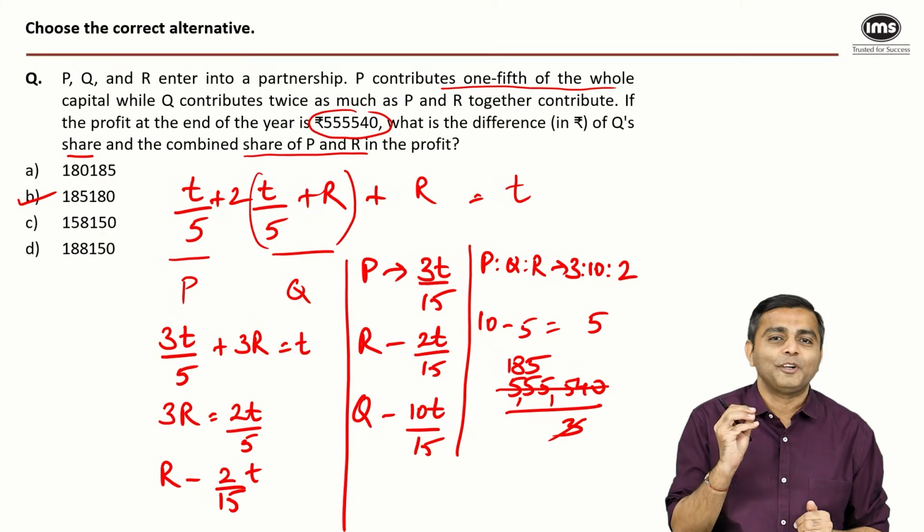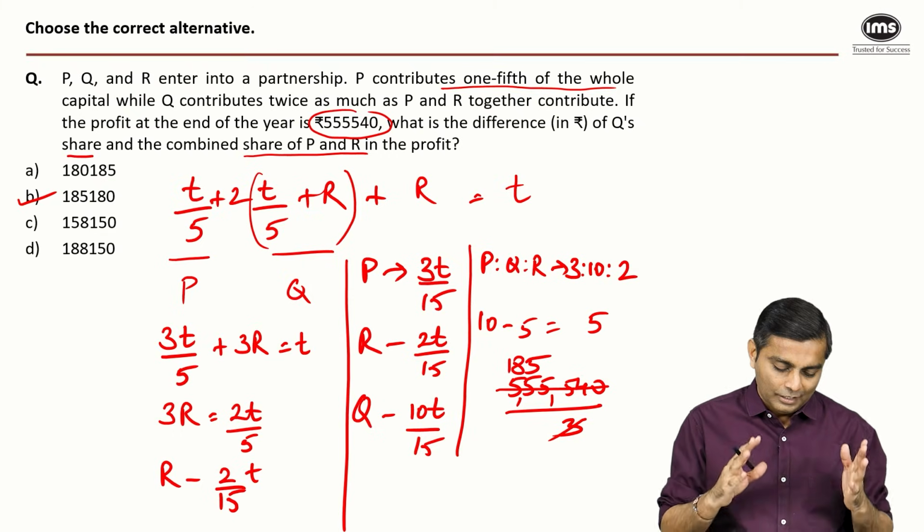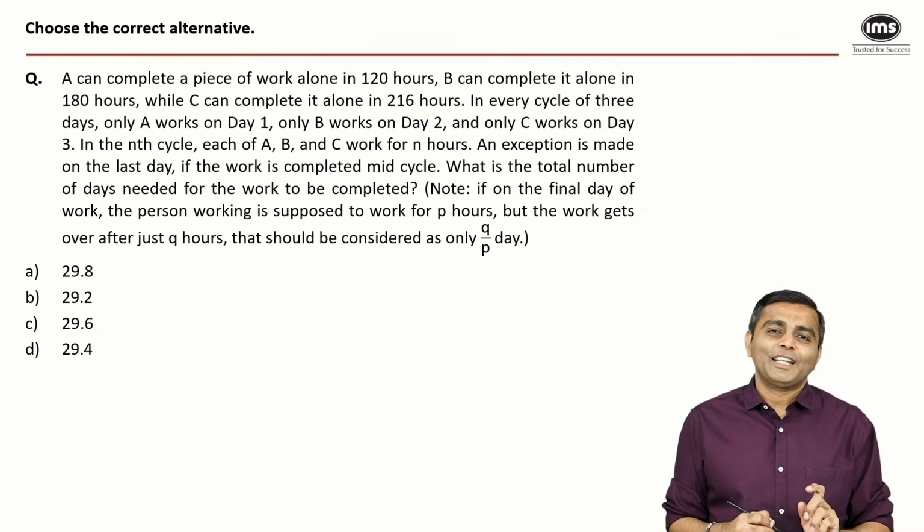I am not going to waste even a single breath calculating further. I am marking option B, 185,180. That should be your answer. Moving on to the next question.